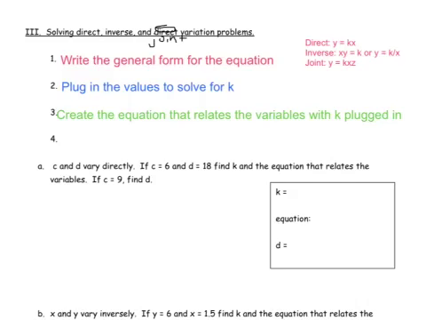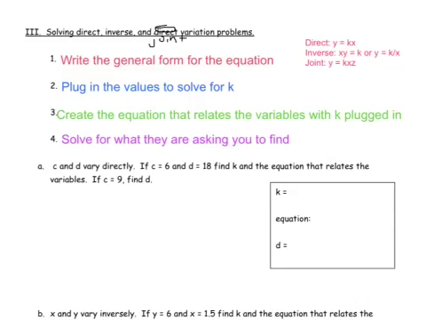The last step is just to solve for what they're asking you to find. This could be either of the variables, and you're going to just use the equation that you created in step 3 to do this. Alright, so let's go ahead and try the first one.